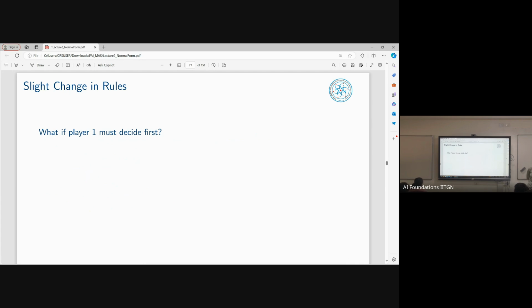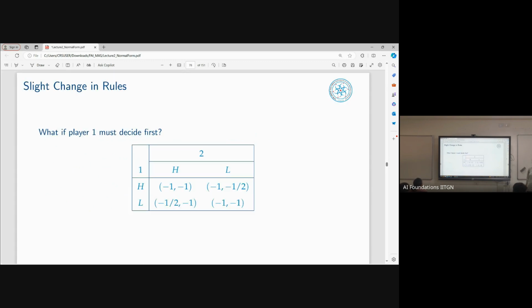Now, there is a slight change in the rules. What if player 1 must decide first? What if I say that this is not happening simultaneously? What if I say that player 1 decides first? First of all, what I'm trying to say is that in this particular form of representation for a game, there is no way to show which agent is going first or which agent is going second. This is all in a simultaneous way, where all of them are taking their actions together.